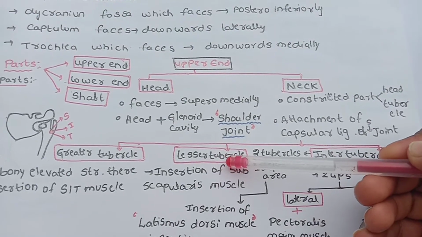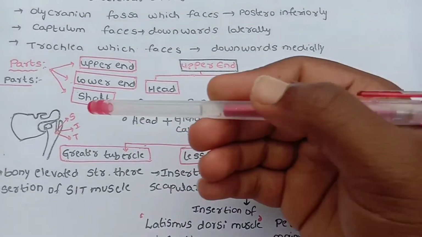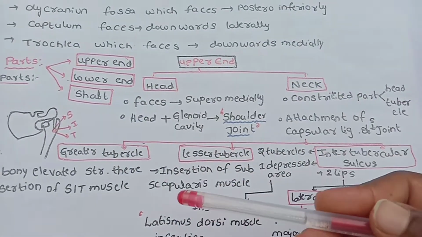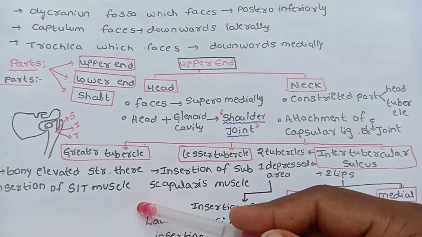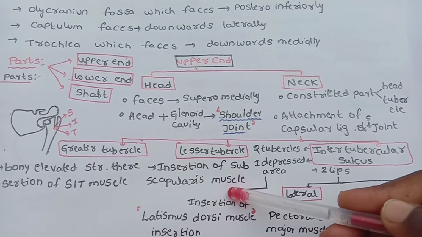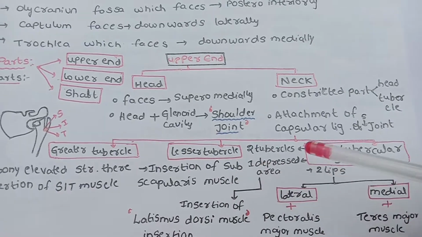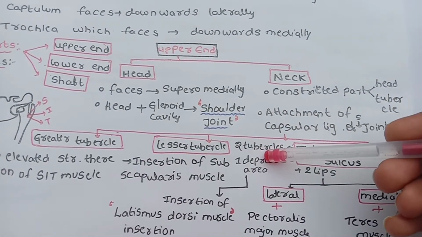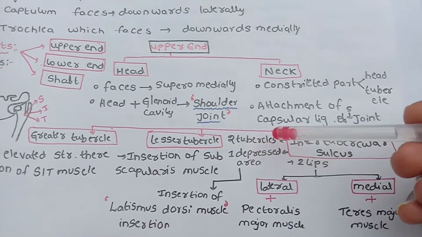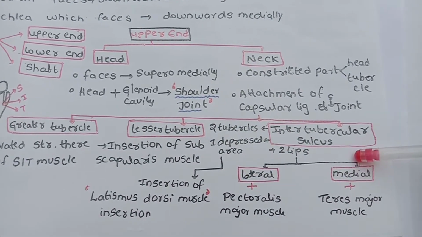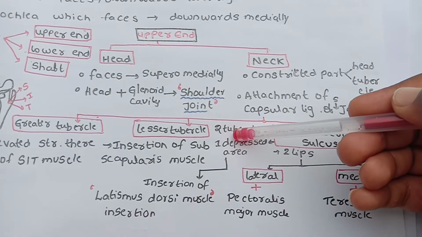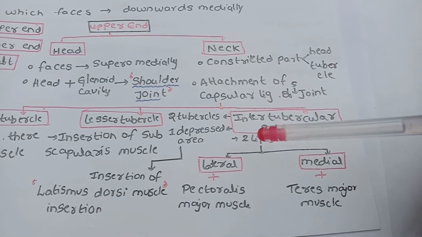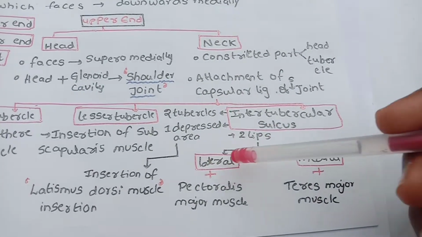At the lesser tubercle, there is an insertion of the subscapularis muscle. Now you will see the intertubercular sulcus. It has two lips, two tubercles, and one depressed area. The two lips are the lateral lip and the medial lip.